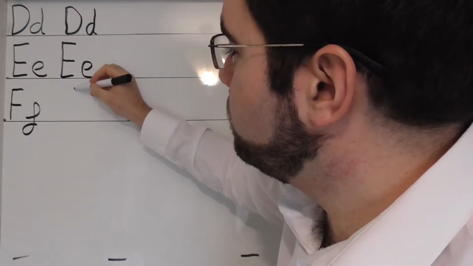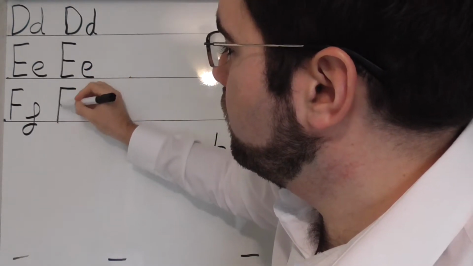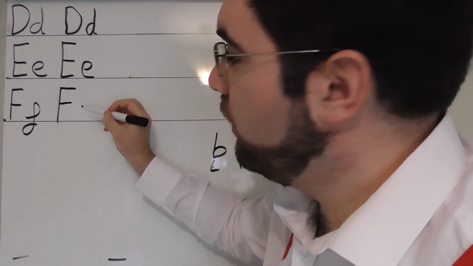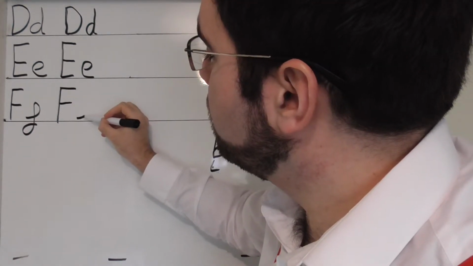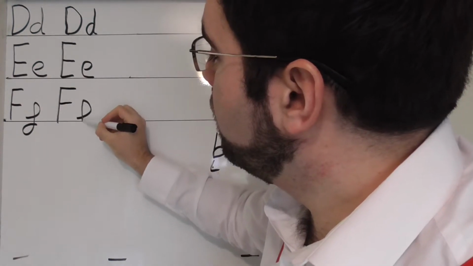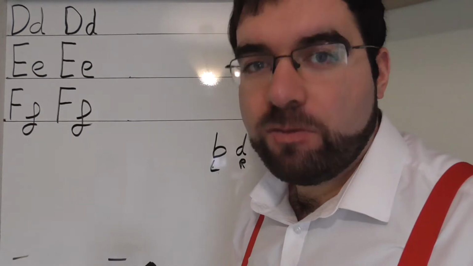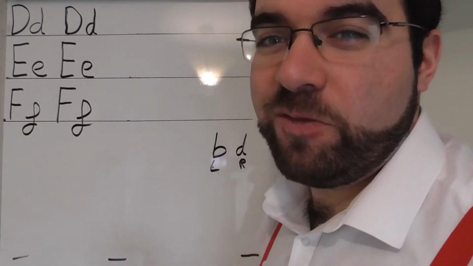Let's have an F. F. And F. Nice little loop here. F. Starting at the bottom, going up, and down, and across. F. F. Yeah. Very nice.